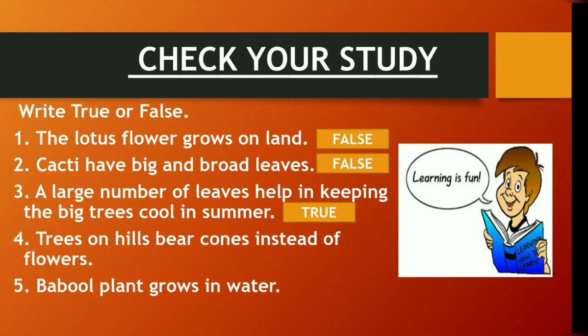Trees on hills bear cones instead of flowers. The answer is true. Babul plant grows in water. Babul plant is an example of a plant which grows in desert, and again it is a terrestrial plant, so it does not grow in water, so it is false. So students, by this we have completed our second chapter.